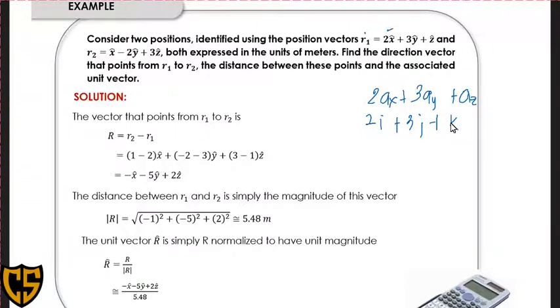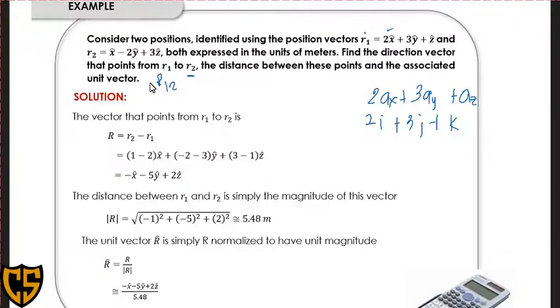First, we have the direction vector. The direction vector is R2 minus R1, from R1 to R2. Take note, from R1 to R2. The endpoint is R2, so that is the one we are finding here.